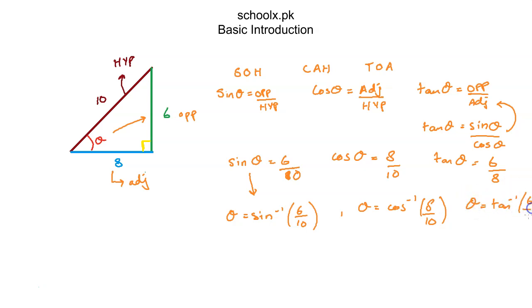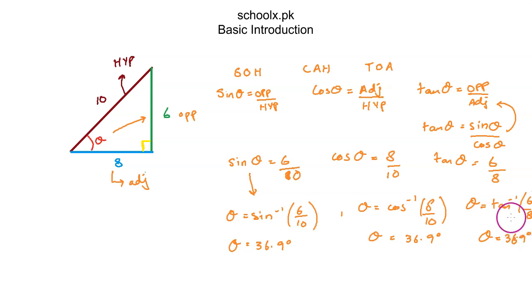Alright, so this will give me sine inverse of 6 over 10 as 36.9 degrees. So our theta is 36.9 degrees. And here cos inverse of 0.8 is 36.9 degrees. And tan inverse of 6 over 8 is 36.9 degrees.